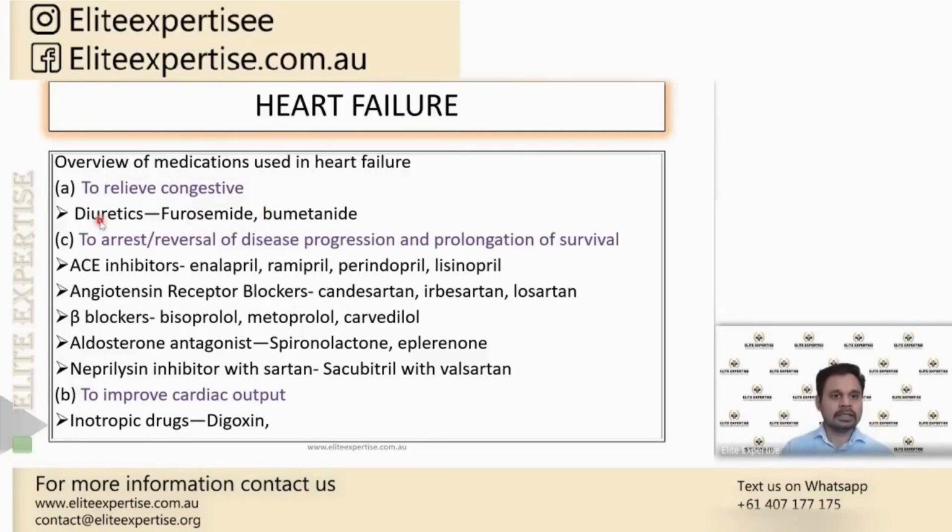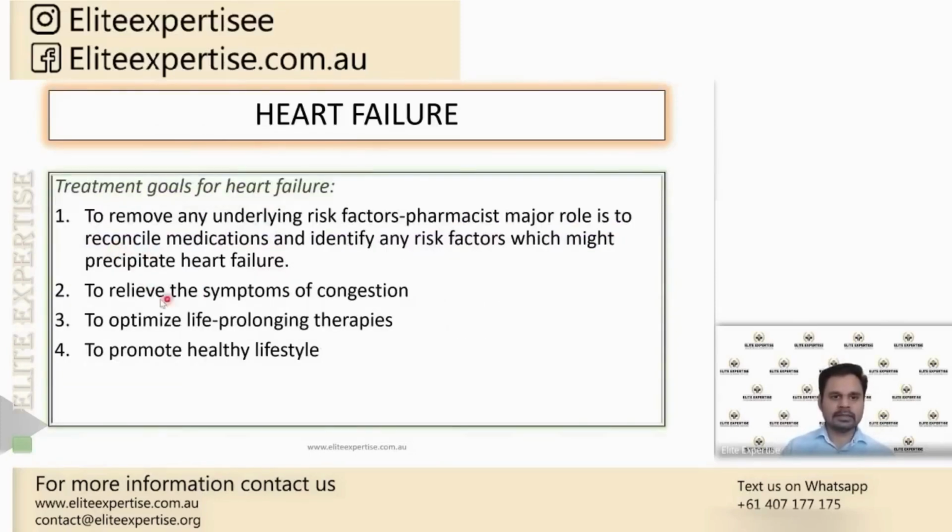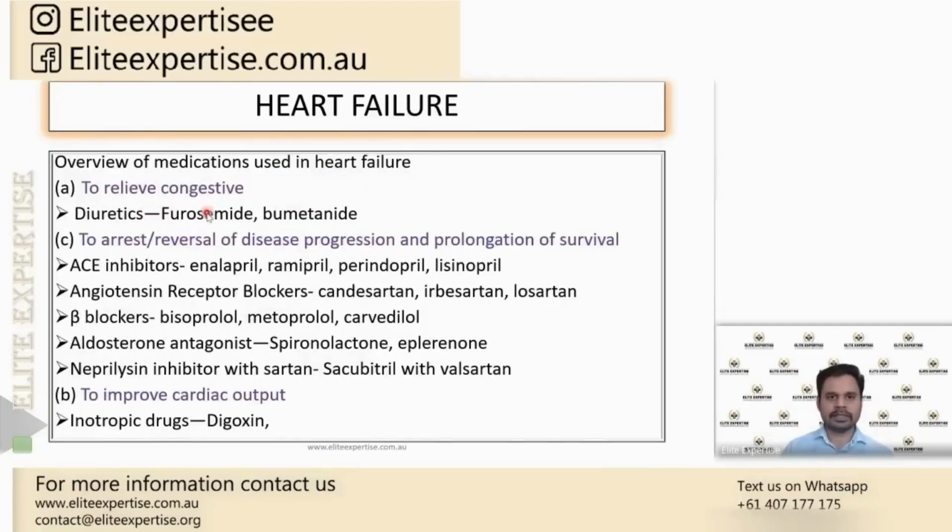Then the next goal, as we have seen in the previous slide, the first goal is to identify and remove the risk factors. This goal we will study in detail in the form of a case study at the end. Then our second goal is to provide relief from symptoms of congestion. And in order to relieve the symptoms of congestion, we can give diuretics to the patient.